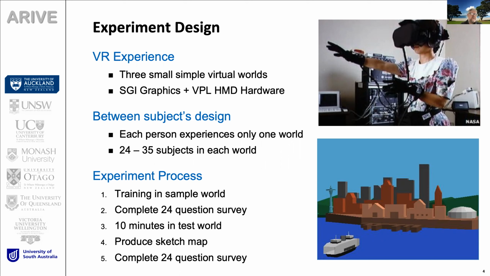So you can see in the bottom right, one of the examples of the types of worlds that we were using. And so what we'd do in this experiment, we would train people in a simple world. This was the world we trained them in. This is a virtual model of Seattle. Then they would complete a survey about spatial perception and presence. Then they would go into a test world, then they'll produce a map, and then complete that same survey again.